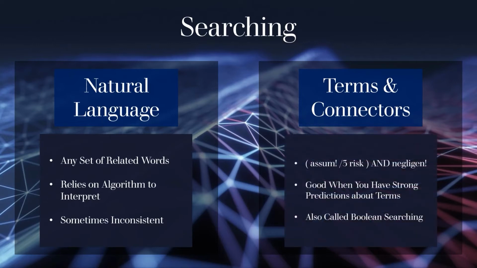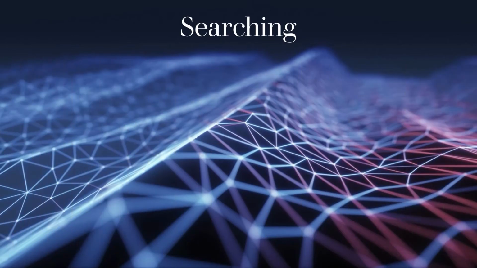The alternative would be to structure your word choices in terms of their logical relationship to one another and how you'd expect them to appear in the text of the opinion. This can create searches that look a little bit funny at first. Now, if you have a strong sense of the exact vocabulary you would expect to be used and how the different terms would be used together, this can be a good way to narrow your results. You might also hear this called Boolean searching. The next video will go into detail about how to craft a good search string using terms and connectors.